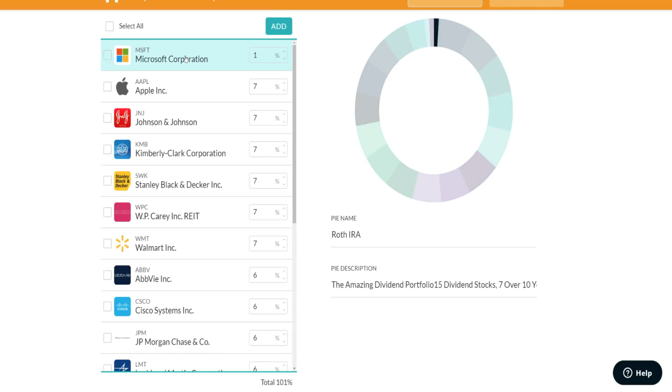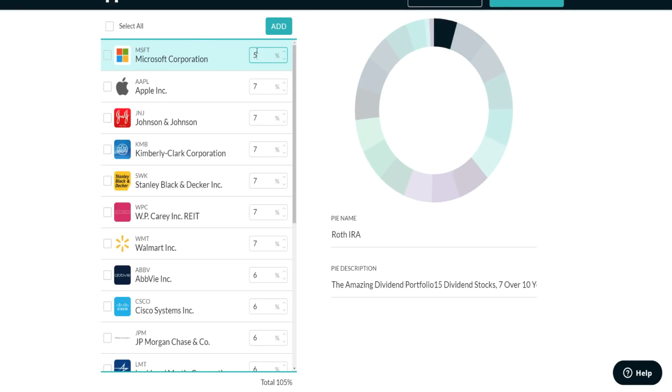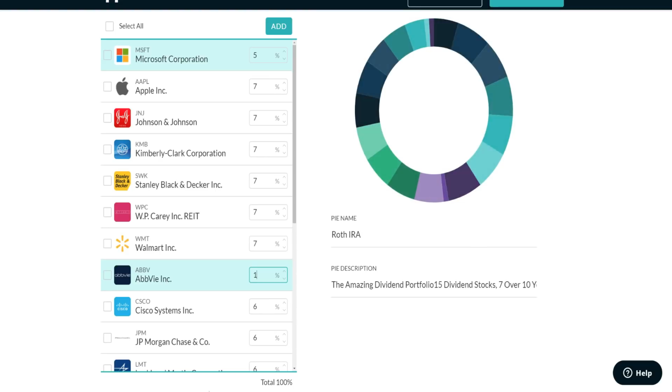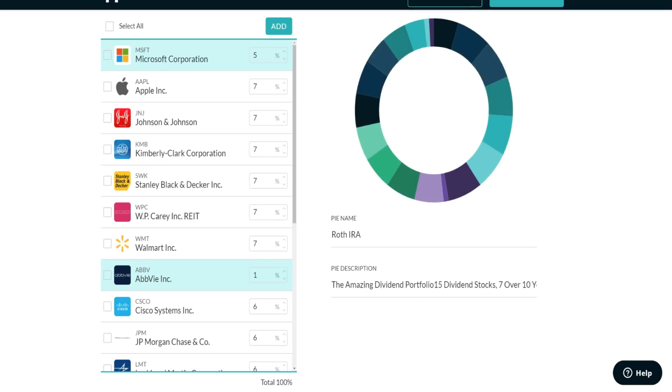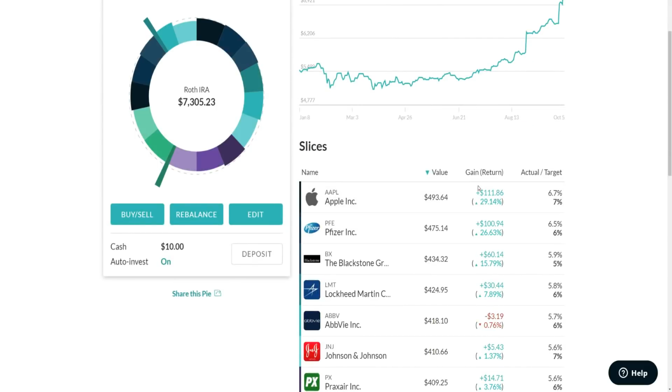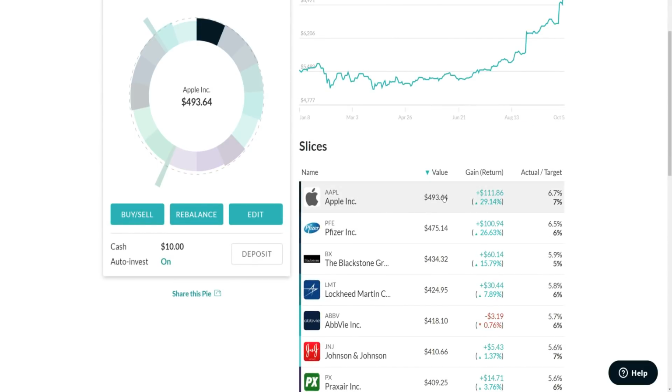So in order to add a new stock to your portfolio, you have to say, I give Microsoft 5%, and I have to take away 5% from a specific position or a number of positions. For example, I'm going to take down Avi from 6% down to 1%. This would give me a total of 100%, and I could select Save, and it would add Microsoft into my portfolio. Microsoft would be sitting right here, but it would be worth nothing. It would be blank right now.